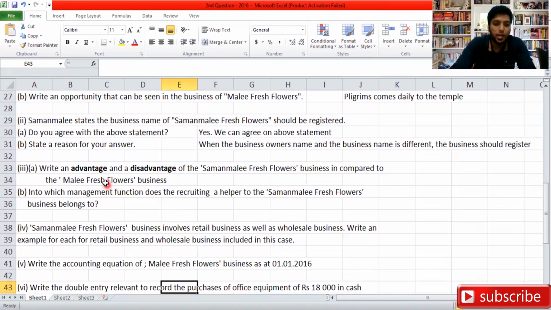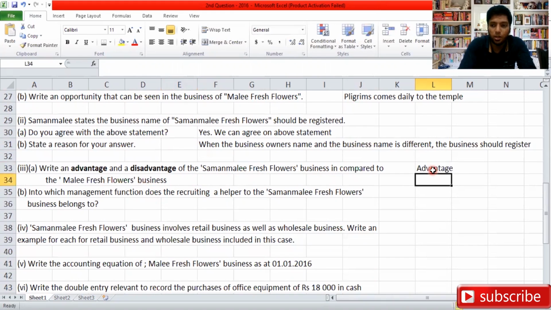What they're asking: write an advantage and disadvantage of Saman Mali Fresh Flowers business compared to the Mali Fresh Flowers business. The Mali Fresh Flowers business is a sole proprietorship. Saman Mali Fresh Flowers is a partnership. So they're asking about one advantage of a partnership and one disadvantage of a partnership.